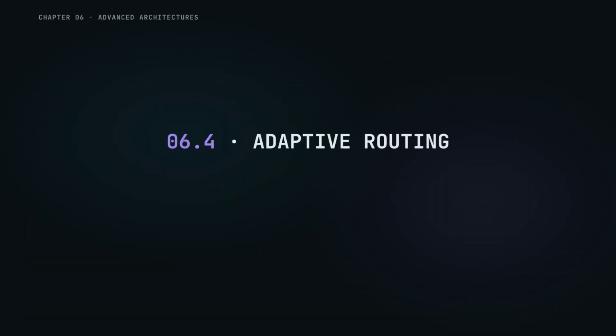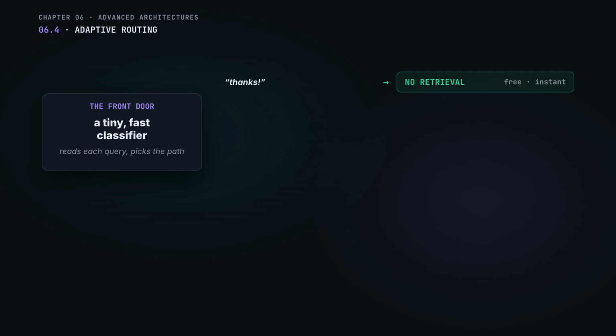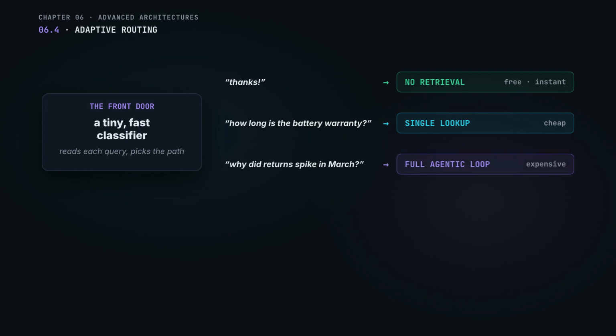Section 6.4. Adaptive routing. This is the least glamorous idea in the whole chapter, and it is the one that makes everything else affordable. Watch what happens when 3 very different queries hit your assistant. The first one is just, thanks. That needs no retrieval at all. The second, How long is the battery warranty? That is one cheap single lookup. And the third, why did returns spike in March? That one needs the full agentic loop.